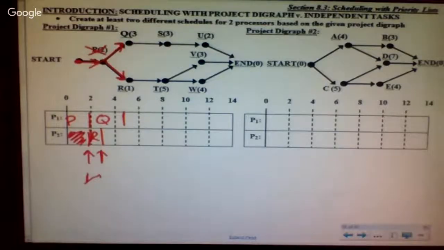Which means R is finished. The letter that comes before that line is now finished. When R finishes, T is now ready. So directly after R, I can schedule T. Oh, no. So I left off at 3. T is now 5. That takes me to 8.